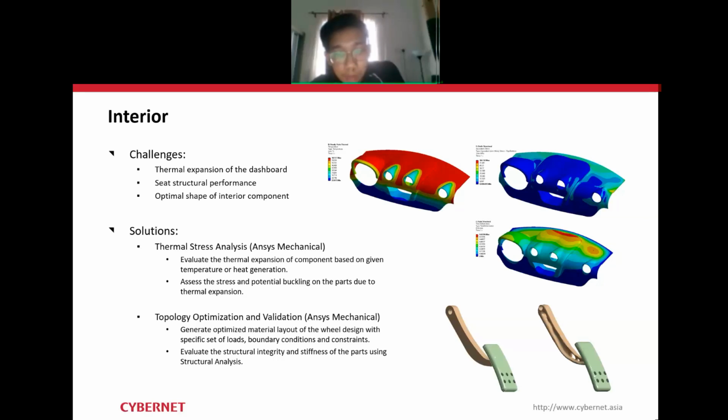So with Ansys Mechanical, for example, you can evaluate the temperature distribution across the entire component of interest. And also you can evaluate the subsequent stresses and deformation of the components due to the thermal expansion.